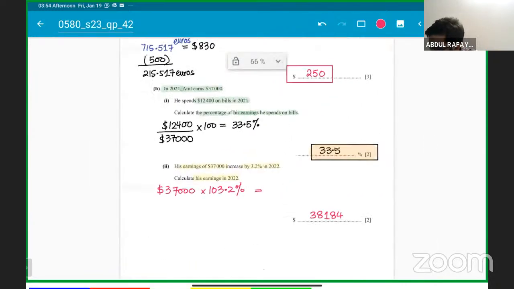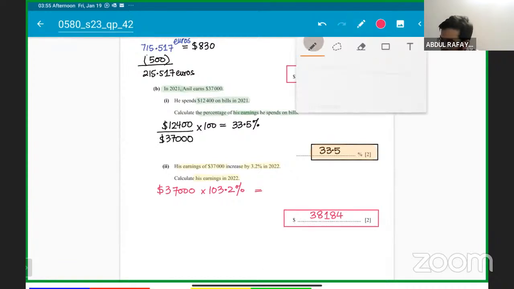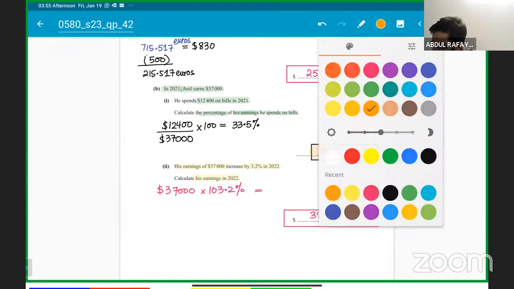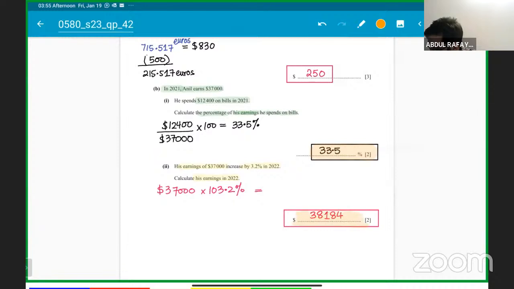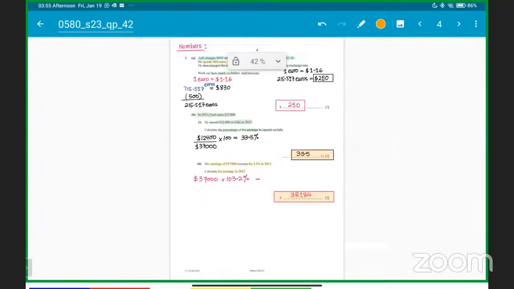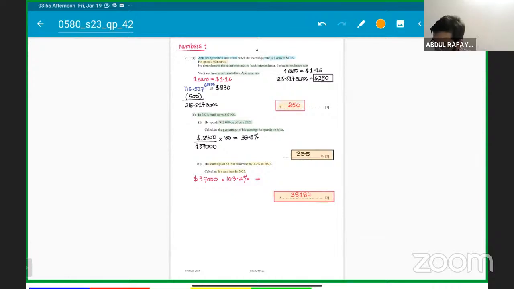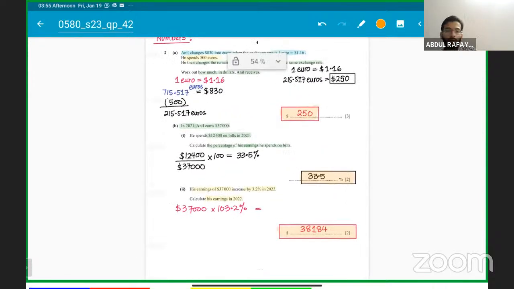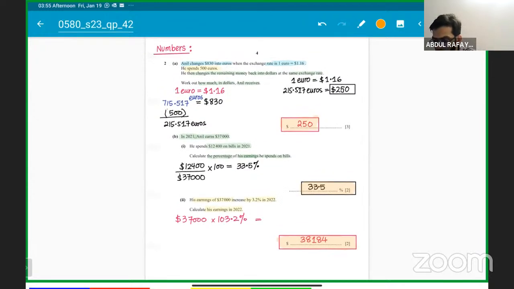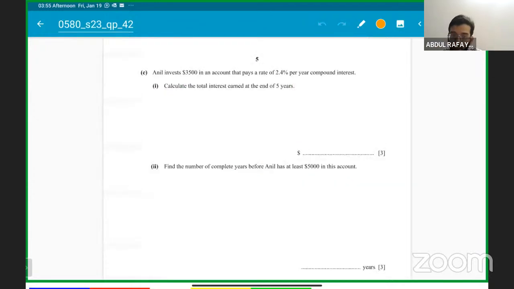Everyone getting it? Because it's an increase in the income, you can just write 100% plus 3.2%. Everyone got this clear? This page is also done. That's how you will get these marks as well. Everyone understanding question number 2? Half part is done.